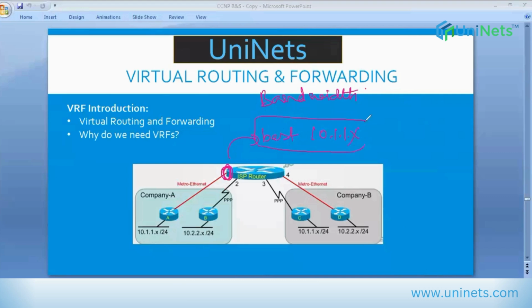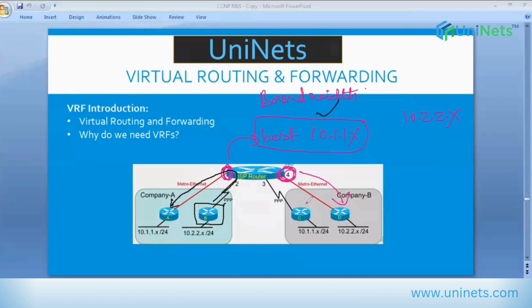Same way for 10.2.2.x, the best will be interface 4 of router D. Okay. Now look at my data. If router B needs to speak with 10.1.1.x, good, it is going to the intended router because of this.